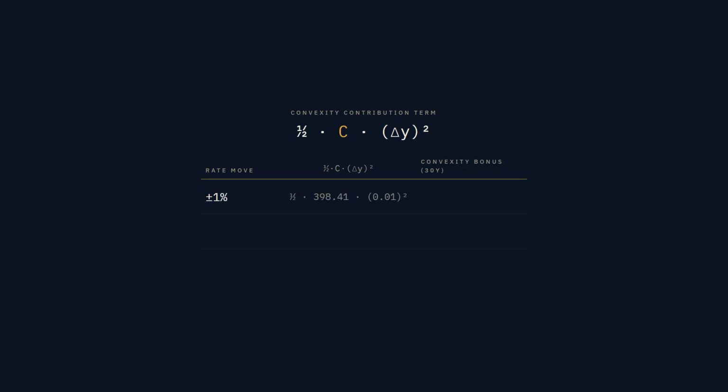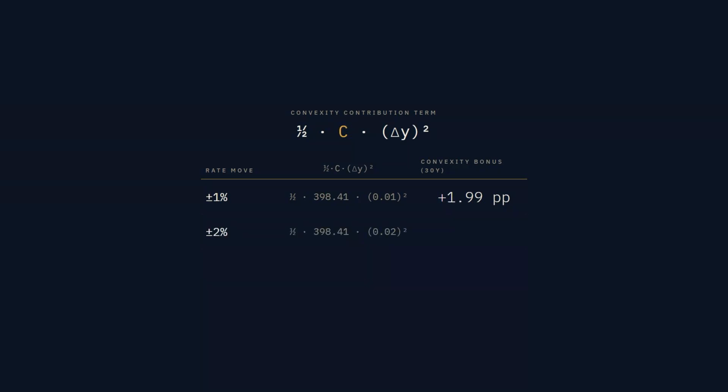So what does a convexity of 398 actually do for you, in real percentage points of return? The convexity term in the formula is 1/2 times convexity times the rate change squared. So let's plug in different rate moves and watch how much convexity gives back at each one. For a 1% rate move, convexity adds back roughly 2 percentage points to your bond's return, a useful but modest contribution.